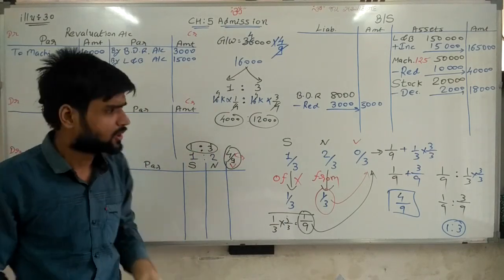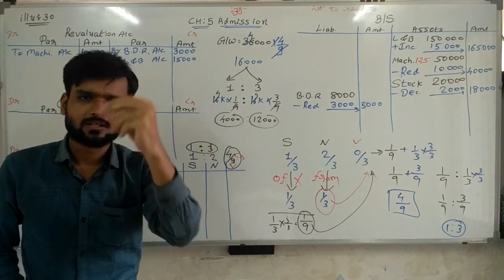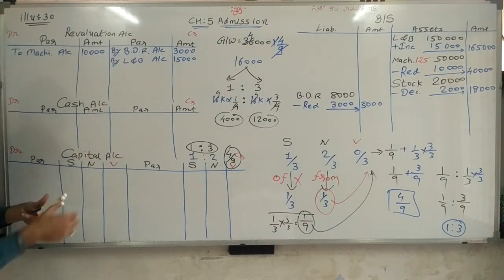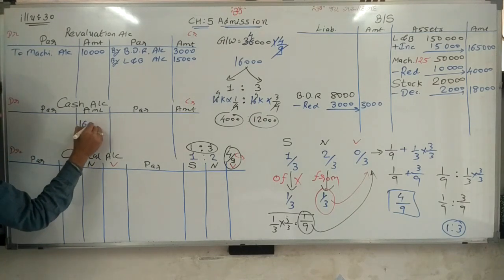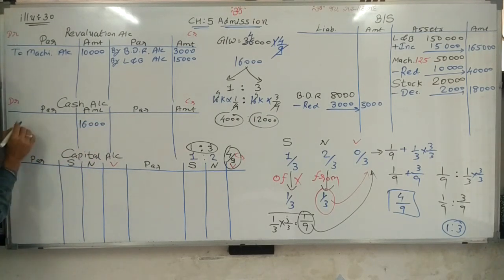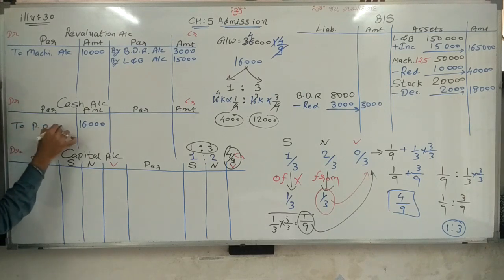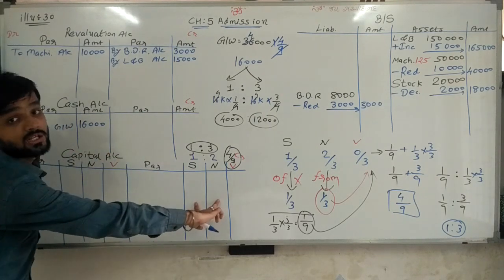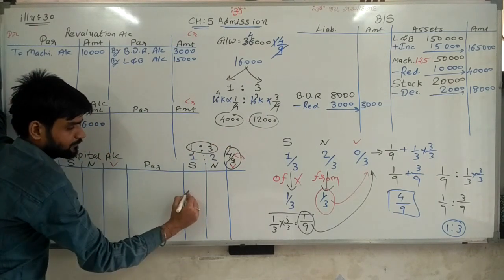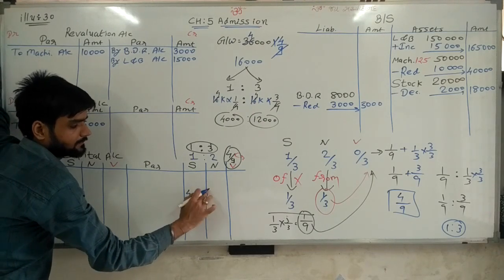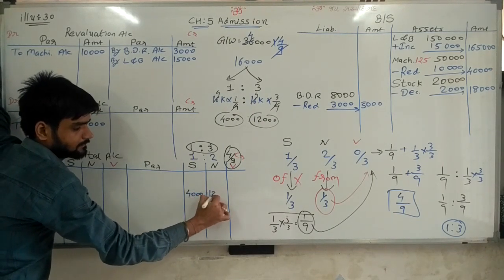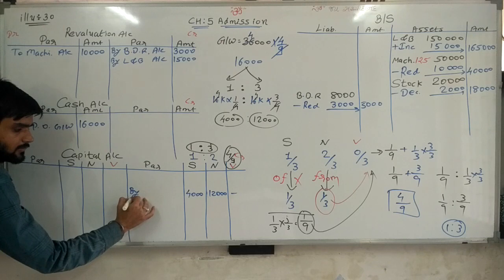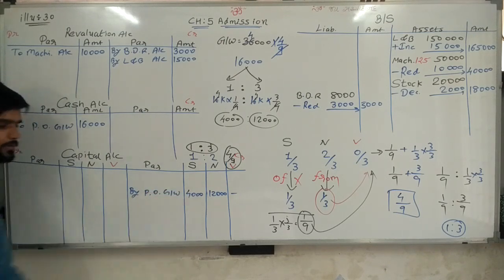Now, doing it the easy way, I am not writing the journal entry. Cash comes in directly, 16,000. On the debit side of the cash account, write down 16,000, and against it write 'by premium of goodwill account'. This 16,000 is distributed in the sacrifice ratio, 4,000 and 12,000. That's it.